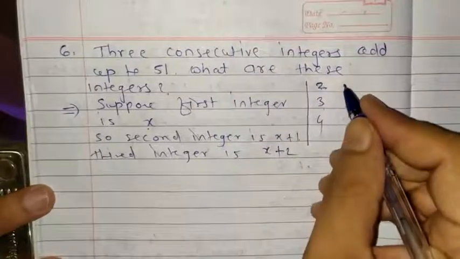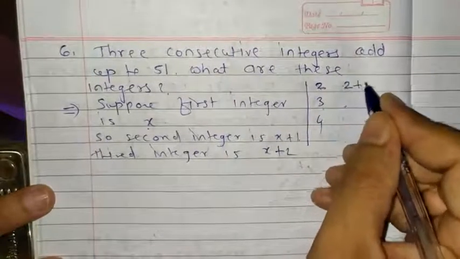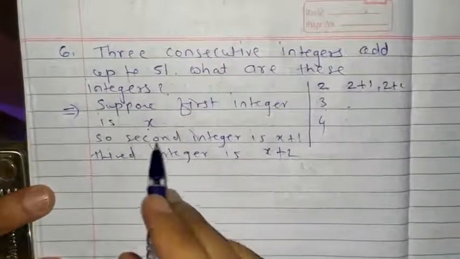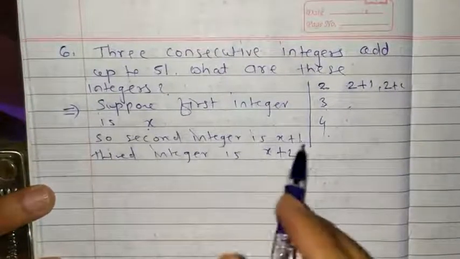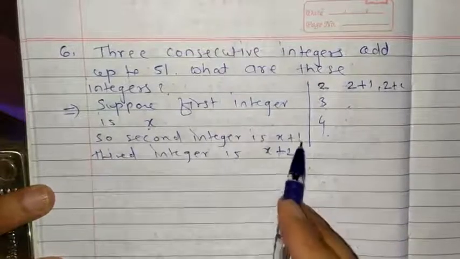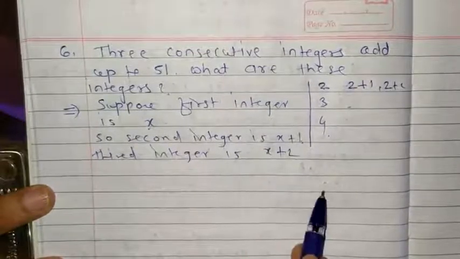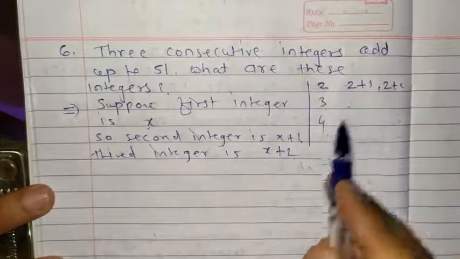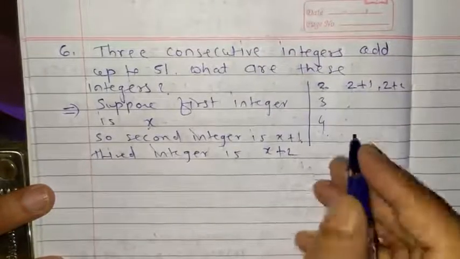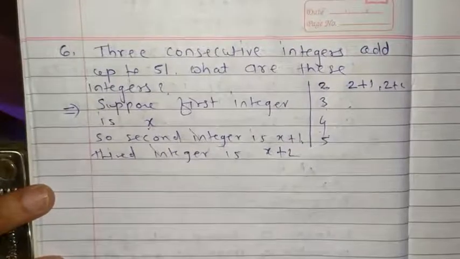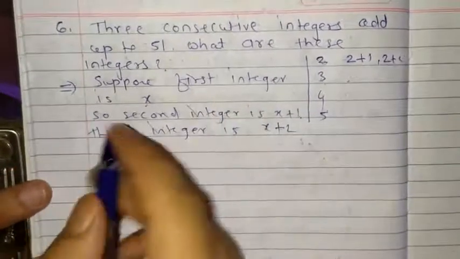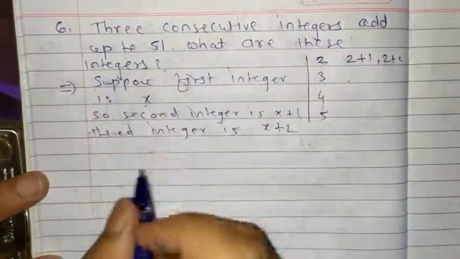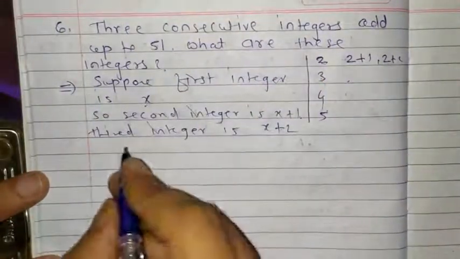Because again if you see 2, it is 2 plus 1 means 3, then 2 plus 2 is 4. So in this way our expression is forming x plus 1, then x plus 2, like that. Then 2 plus 3 will be 5, like that. So I hope you understood this concept. And now what they have given, 3 consecutive integers add up to 51, means their addition is 51.